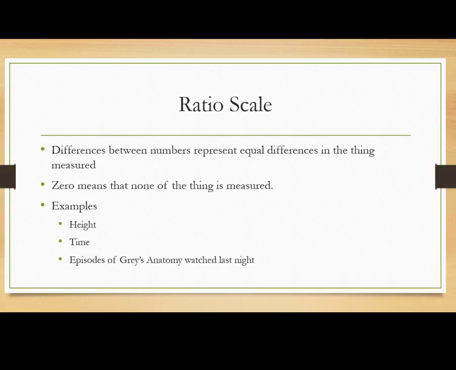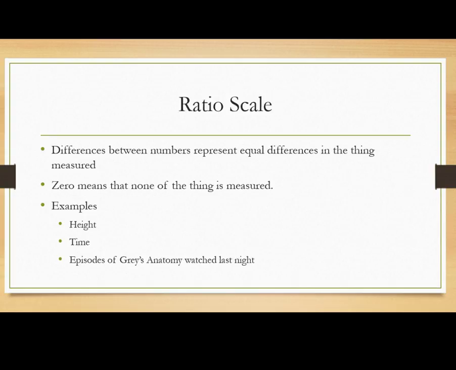Okay, so examples of ratio scale. We have height, which makes sense. Zero height means that they are not tall at all. There's no amount of height there. Time, same kind of thing. We can imagine zero time as there being no time left.